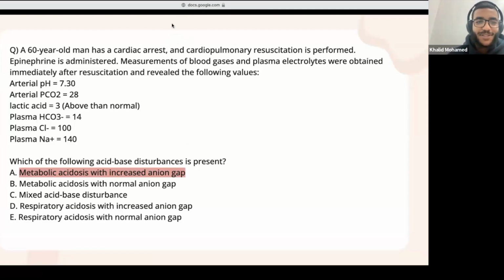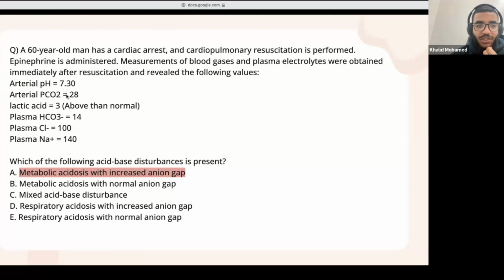So let's explain this concept. Now, what's lactic acid? It's an acid, obviously. And we can see that the lactic acid is above the normal. Okay, so that's lactic acidosis. This is a condition we call lactic acidosis. Okay, and this explains the pH, which is lower than normal. So it's a metabolic acidosis that's due to lactic acid.